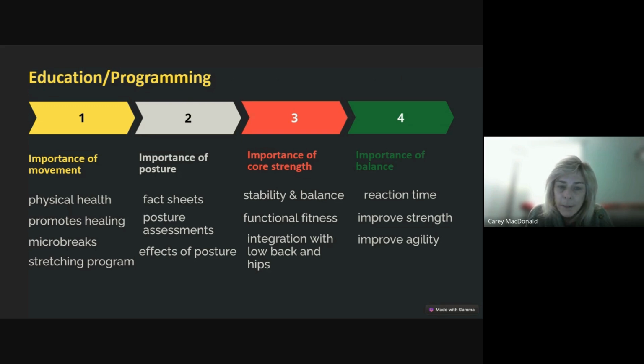Importance of core strength, stability and balance, and the cross-functional patterns that we have with the fascia. Again, integrating low back and the hips, because they work together, and just overall functional fitness. And then the importance of balance: reaction time, how it can improve strength and improves agility. So we worked with the employees overall, whether they do the program or not, with this. But when we do have them do the movement screen, we integrate all of those into their corrective exercises.